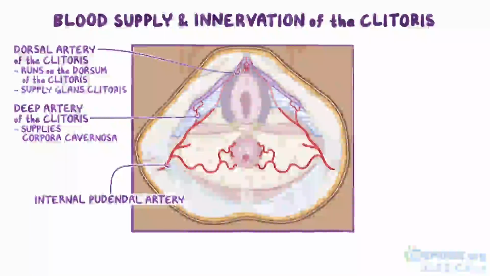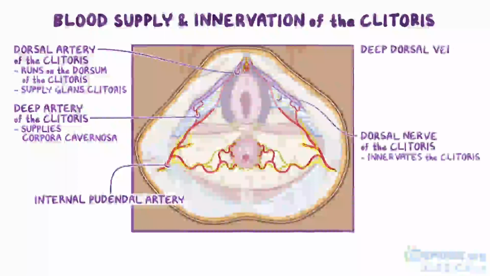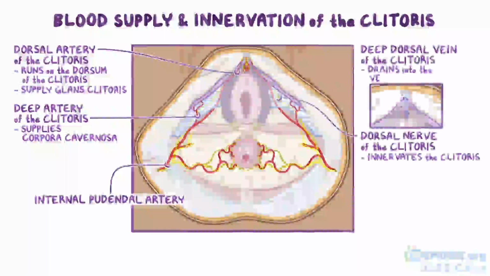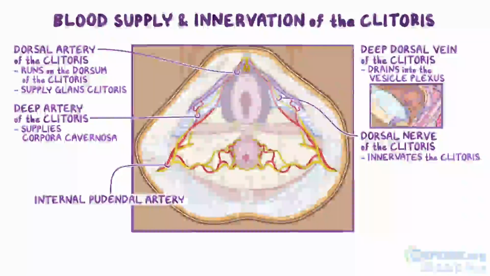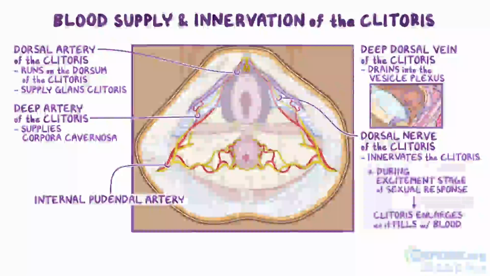This artery accompanies the dorsal nerve of the clitoris, which innervates the clitoris, and the deep dorsal vein of the clitoris, which drains into the vesical plexus. Finally, during the excitement stage of the sexual response, the clitoris enlarges as it fills with blood, very similarly to the penis during an erection.